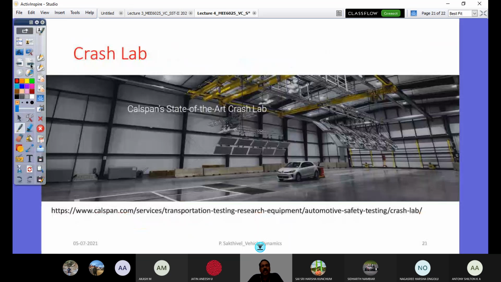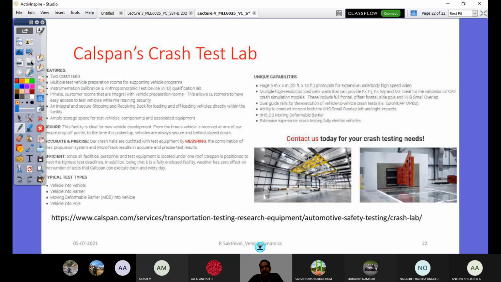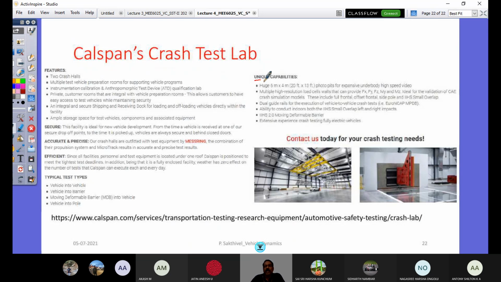And the state of the art crash test lab, if you look at this photograph put on the slide, takes you virtually over there, and the link below can be browsed through. This is Calspan's state of the art crash test lab in this view, and the capabilities are there in the slide. As I upload it, you can see why these slides are important. These are the requirements of any typical crash test environment. You should go through this and remember them.